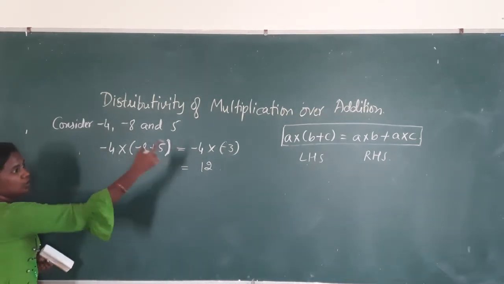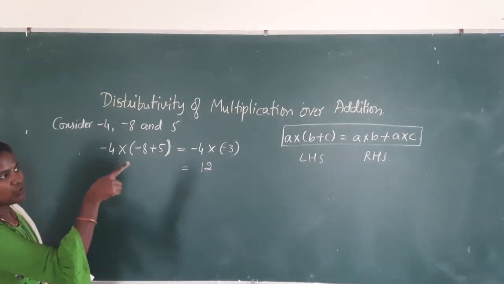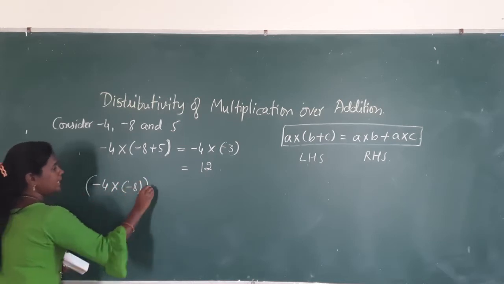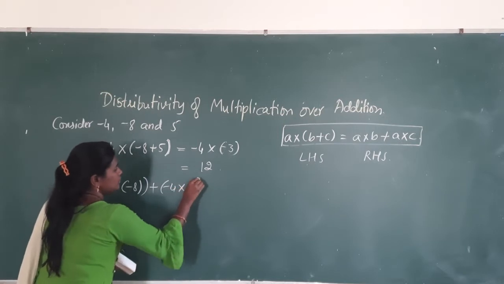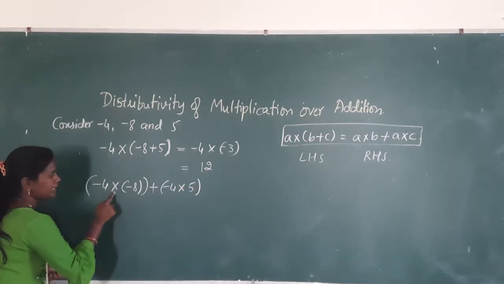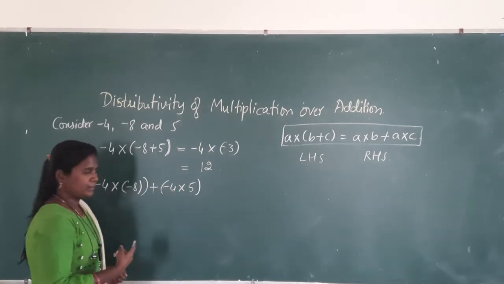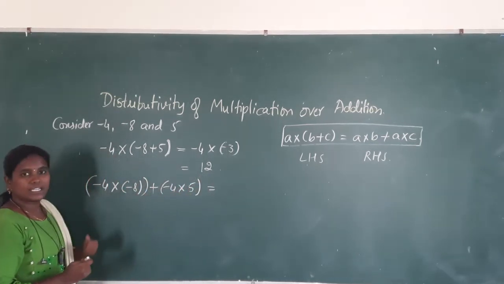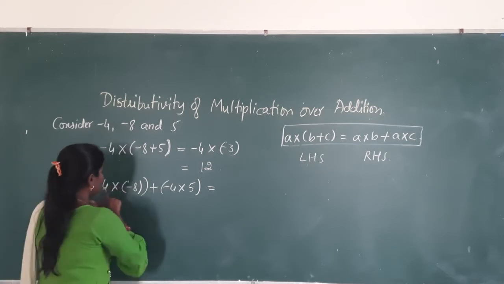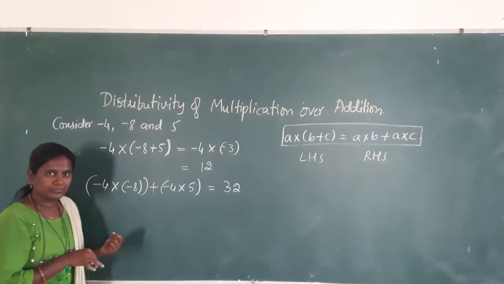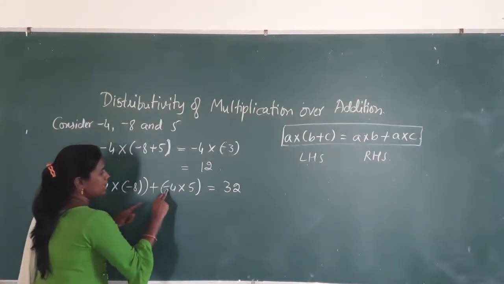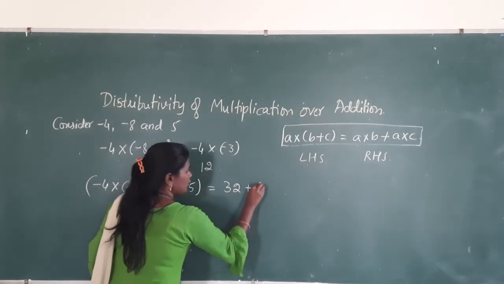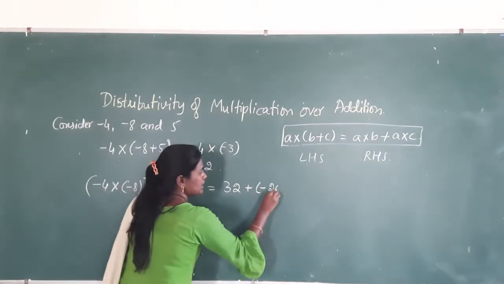Now what is the RHS part? RHS is A into B plus A into C. First solve this part, then solve the other part, then add those answers. Minus into minus is plus, 4 8s are 32. Then minus 4 into 5: only one negative sign, so the answer is minus. 4 5s are 20.